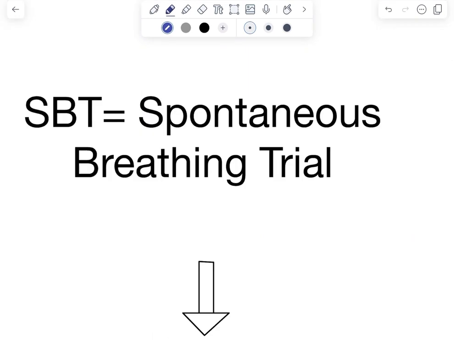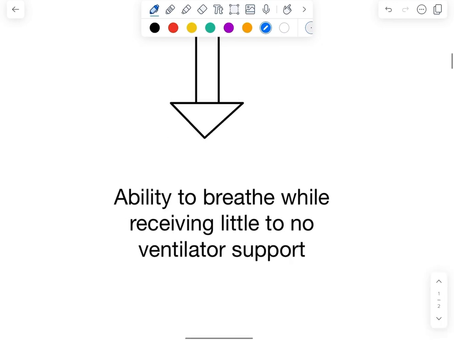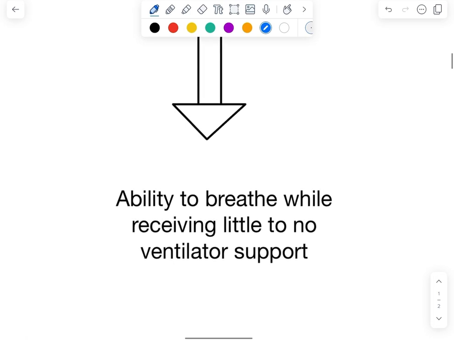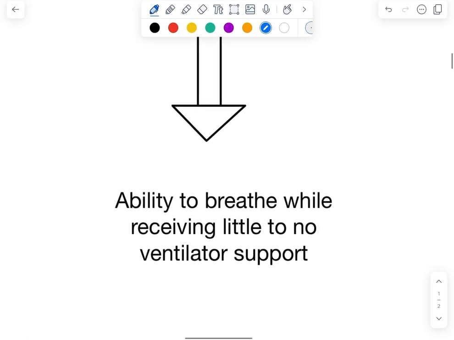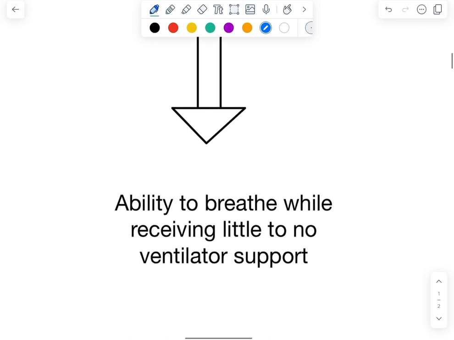Now, before we go into more depth on when you can extubate a patient, what you'll need to know is that a huge component of deciding if a patient can move off a ventilator is something called an SBT, which is short for spontaneous breathing trial. Okay? Now, what is a spontaneous breathing trial? In this video, I'm not going to get into the specifics about an SBT because there's quite a bit involved with it. An SBT assesses the ability to breathe while receiving little to no ventilator support. Okay? So that is what an SBT generally assesses.